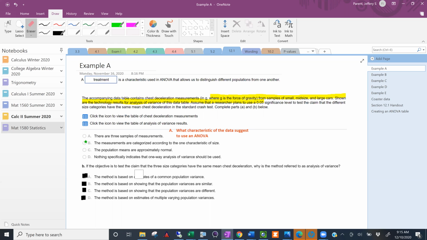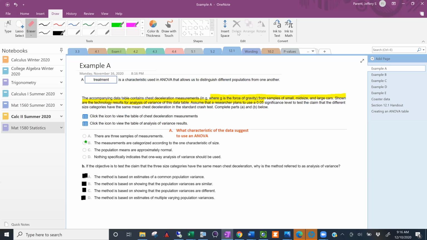All right. If the objective is to test a claim that the 3 size categories have the same mean chest acceleration, I guess I probably should have really taken the time to look at this data. It's data on deceleration of crash test dummies. G is measured in the g-force of gravity for samples from small, mid-size, and large cars. So, okay. If the objective is to test a claim that the three size categories have the same mean chest deceleration, why is the method referred to as analysis of variance?